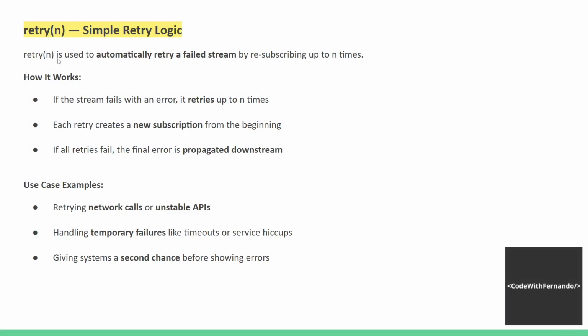Simple retry logic. Retry is used to automatically retry a failed stream by resubscribing up to n times. This is the key part here: resubscribe. How does it work? If the stream fails with an error, it retries up to n times. Each retry creates a new subscription from the beginning. If all retries fail, the final error is propagated downstream. Use case examples: retry network calls or unstable APIs, handling temporary failures like timeouts or service hiccups, giving systems a second chance before showing errors.